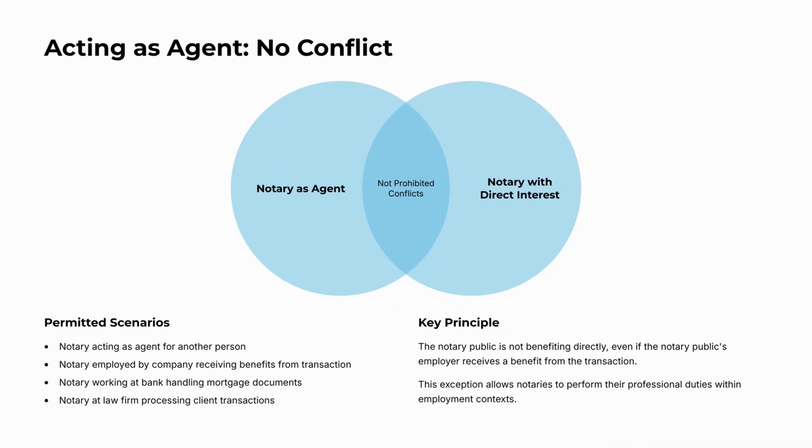In other words, a notary public acting as an agent for another person can perform notarial services, or if a notary public works for a company that will receive benefits or money from a transaction, the notary public can perform notarial services in connection with that transaction. The notary public is not benefiting directly, even if the notary public's employer receives a benefit.